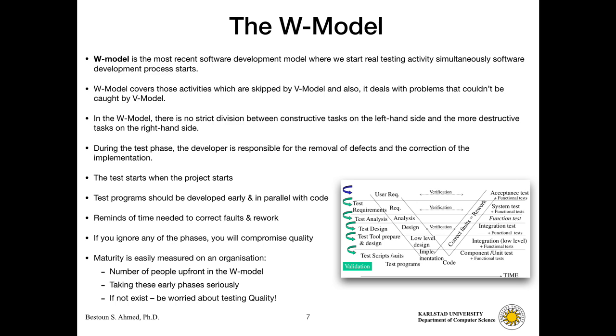In the W model, there is no strict division between constructive tasks on the left-hand side, but the test starts when the project starts. The test program should be developed early and in parallel with the code. And that is the good thing about the W model. You can see the graph of the W model, and you have very intense testing during this model: you have the test program, and then you have the code, and then you have the component and unit testing. So you have detail here.